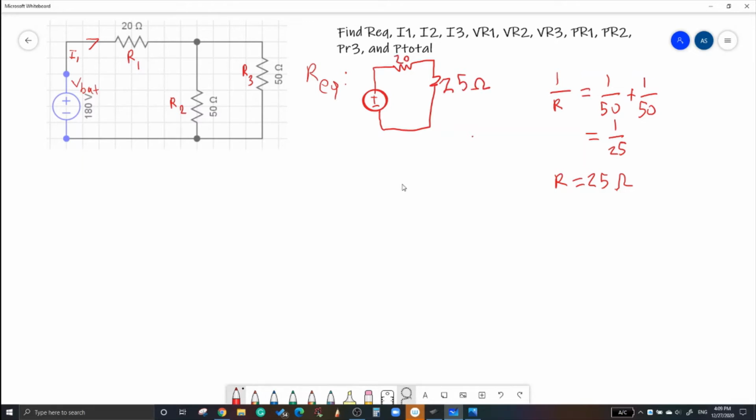Okay, next we need to get these two resistors here, this one and this one, and we need to combine them to get the total R equivalent. So if we add them up, we will get 20 ohms plus 25 ohms, and that will be 45 ohms. So the total R equivalent will be 45 ohms.